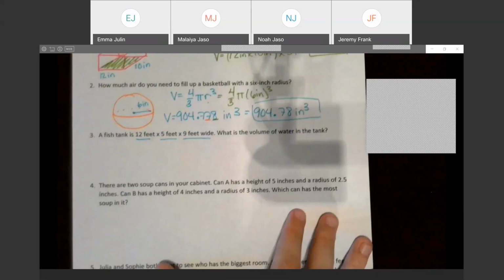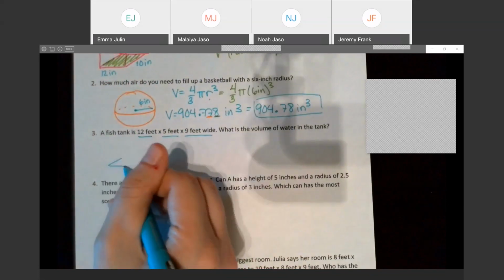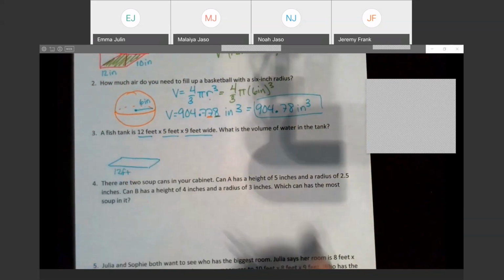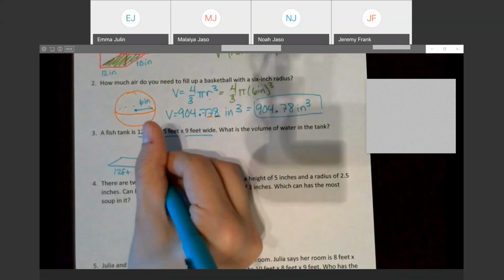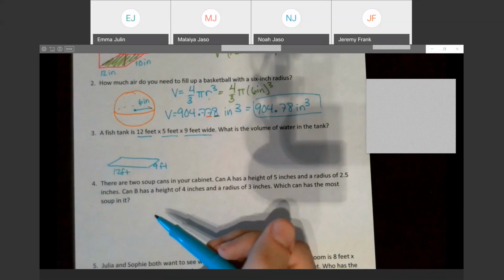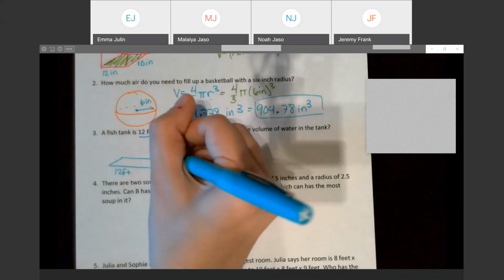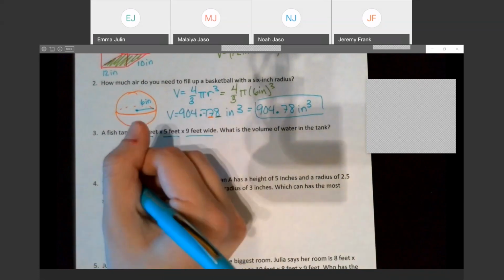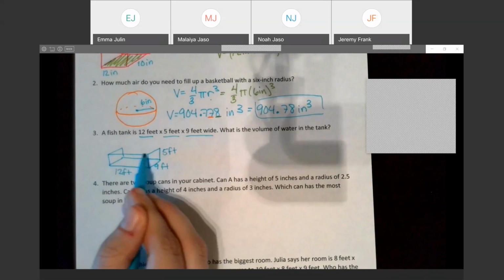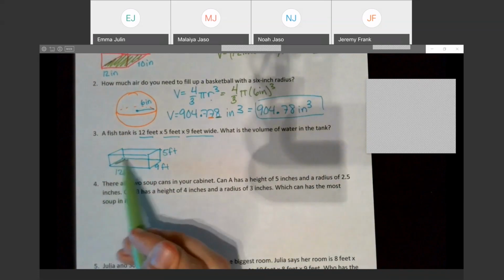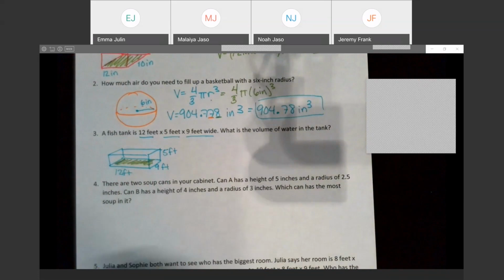So let's draw it out. We have 12 feet as my length and 9 feet as my width. So I can only assume that the 5 feet is supposed to be my height. This is why I do recommend you draw these out, because if you don't draw these out, it's a little hard to see what they mean when certain problems are written differently. So this is my fish tank. That means I have a base of 12 by 9.